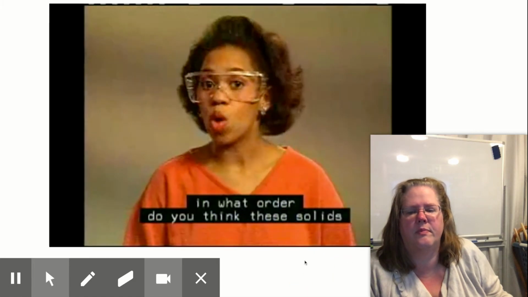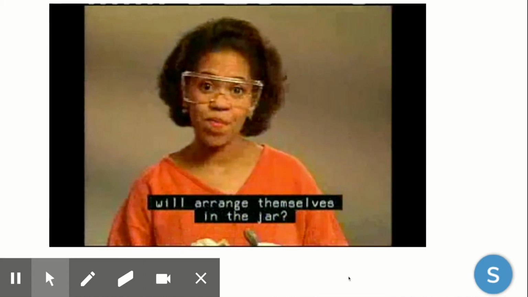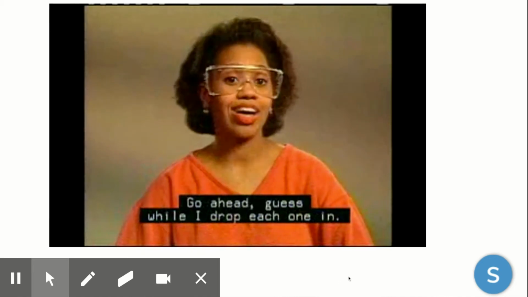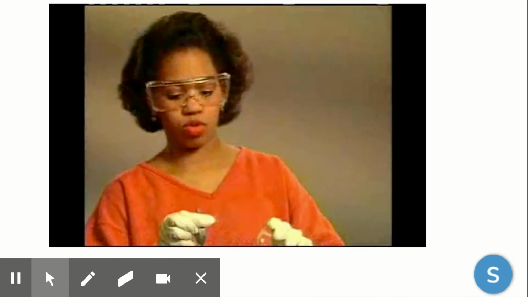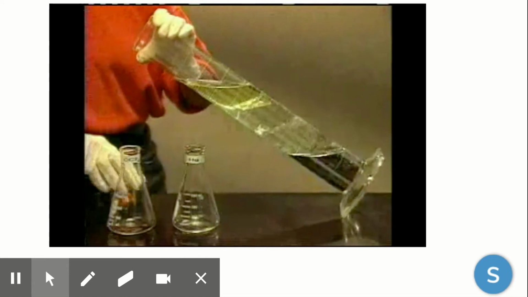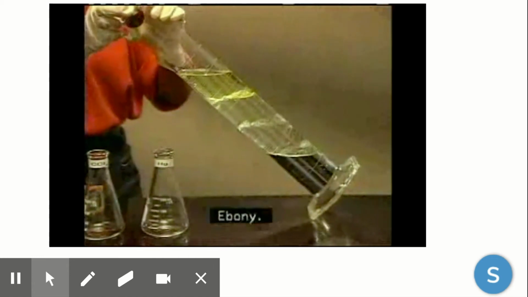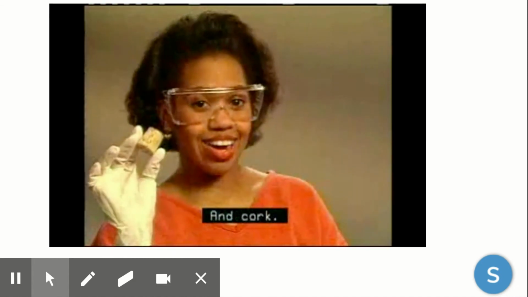Here's the question. In what order do you think these solids will arrange themselves in the jar? Go ahead, guess, while I drop each one in. So that's a lead sinker. Lead. That's floating on top of the mercury. Oak. And cork.